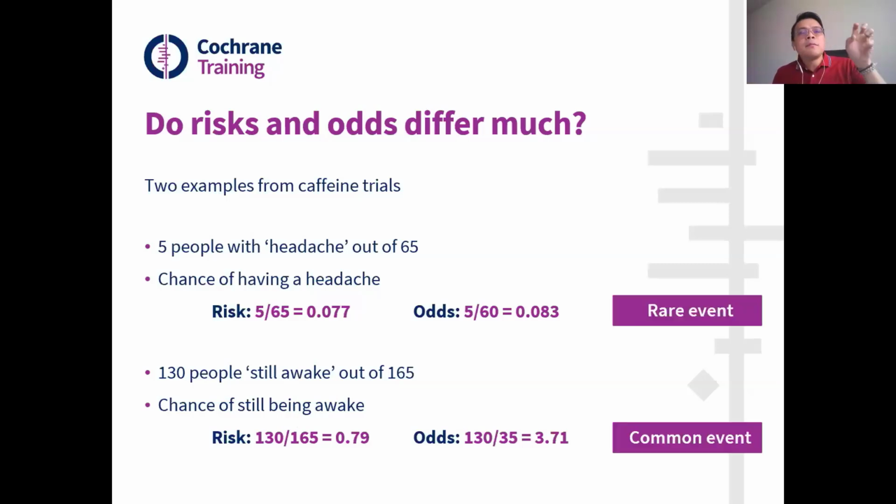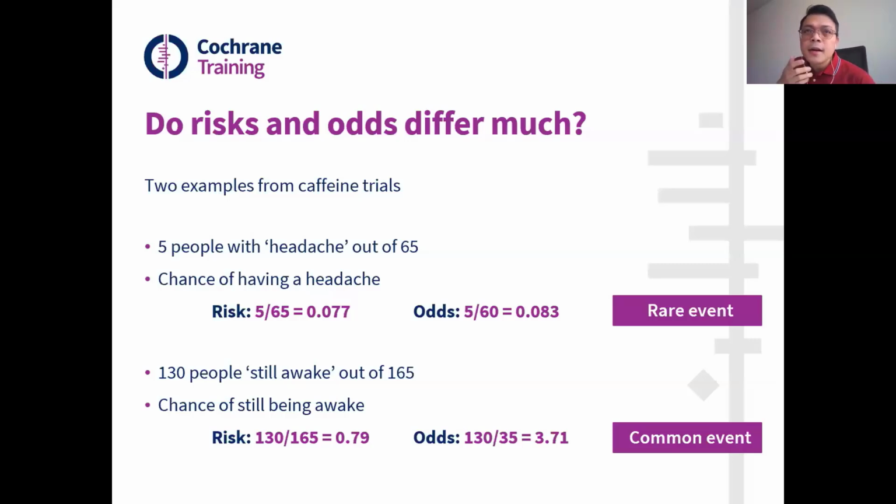So the first example is a situation where the event is rare. And for rare events, the risk and odds are close. And we could say that the odds approximates the risk. But for common events, like in the second example, the risk and odds are different, and the odds look much larger than the risk.